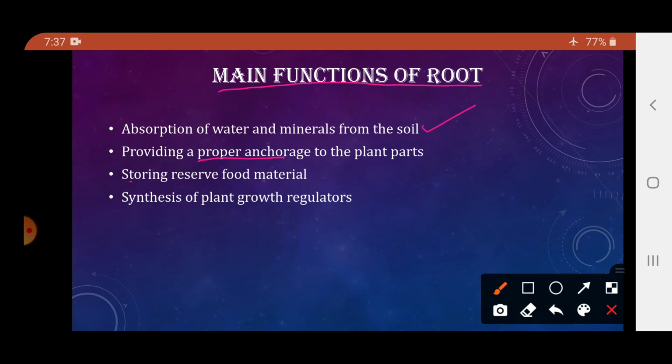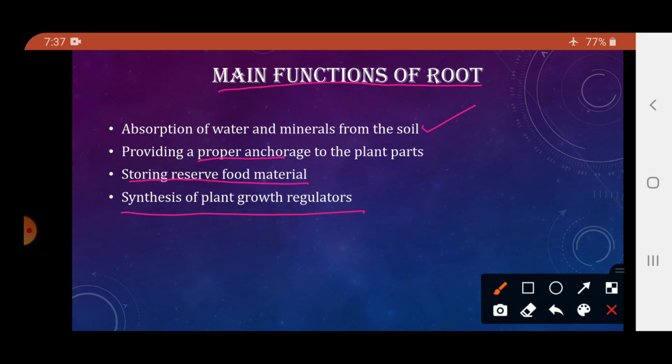They store the reserve food material. See, in plants the leaf prepares food by photosynthesis. Now whatever food is prepared will not be used immediately. Some part of the food will be used and some part needs to be stored. So the roots form the storage structure. So they store the reserve food, and they help in the synthesis of the plant growth regulators.